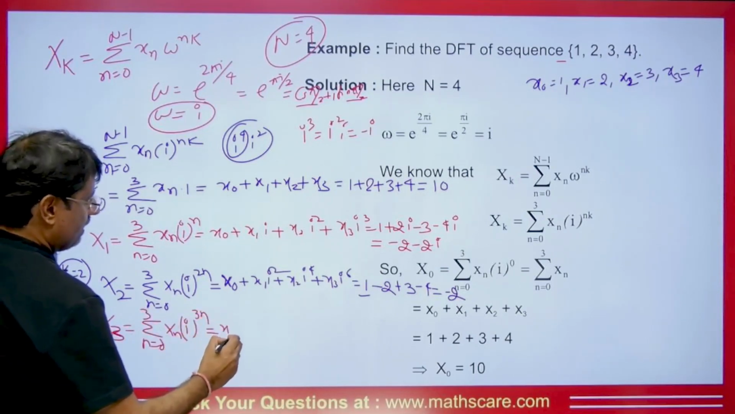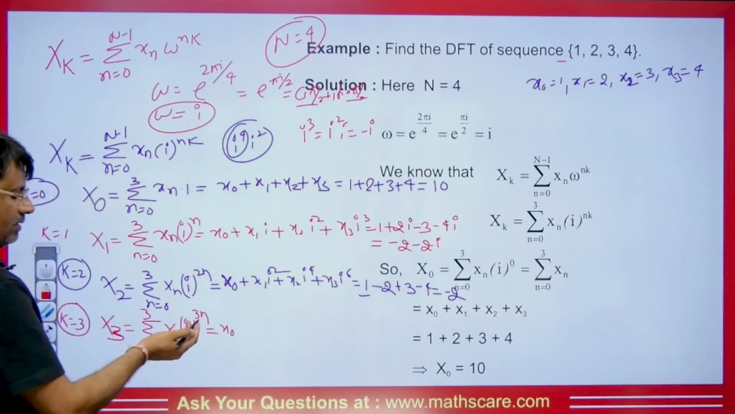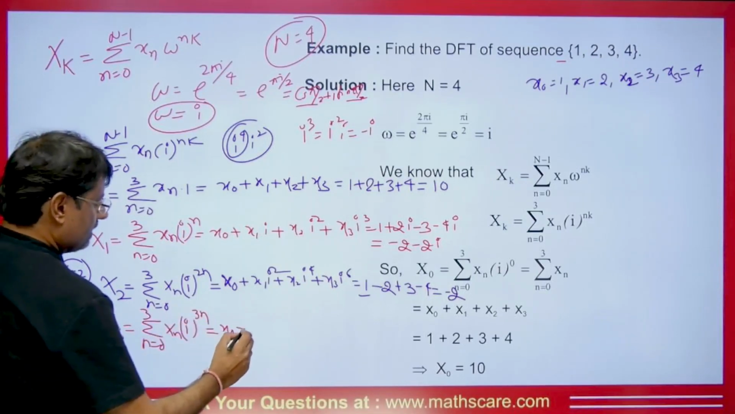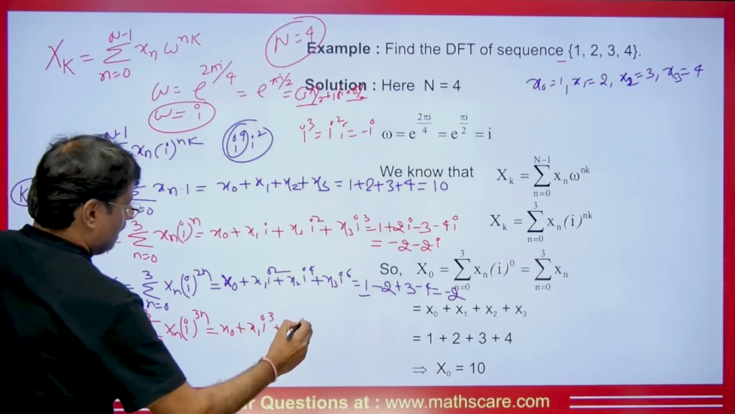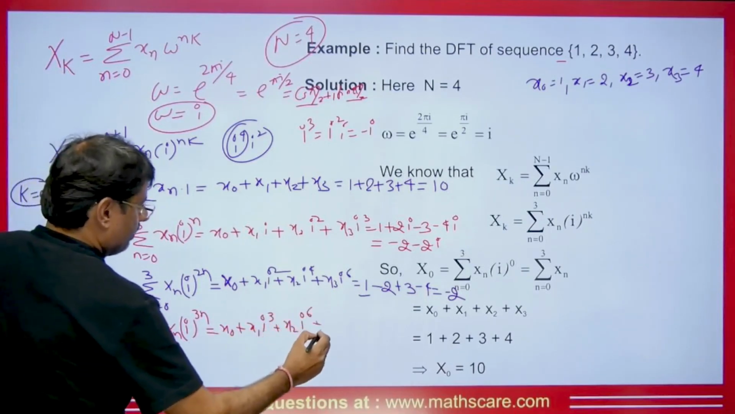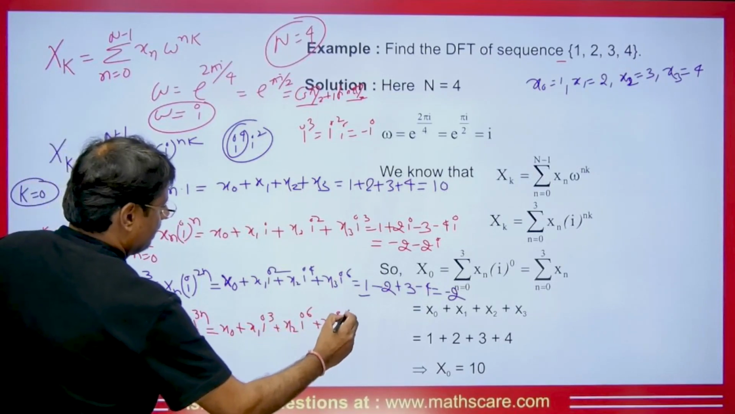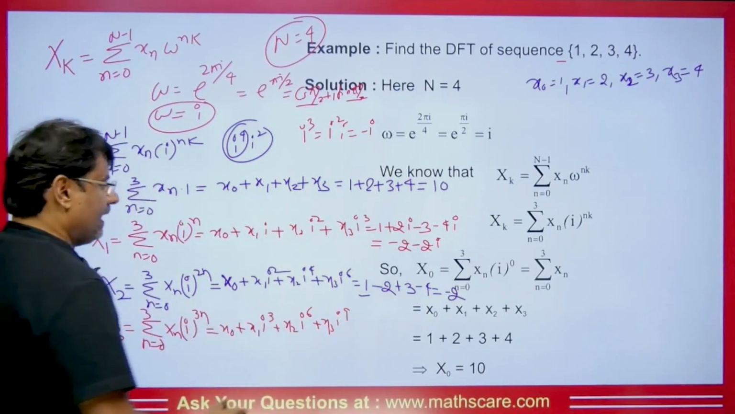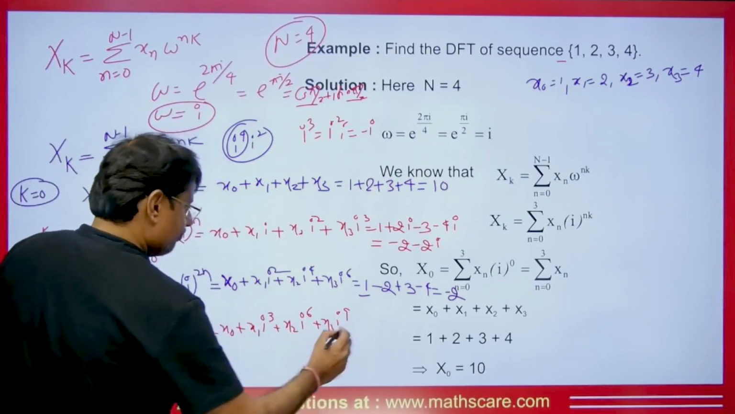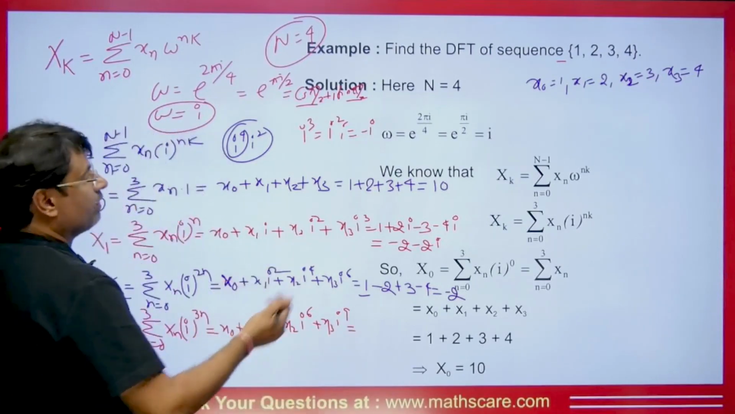Now students, put the value here. This will be x0, and we know that the value of iota raised to the power 0 is 1 only. Plus this will be x1 iota cube, plus this will be x2 iota to the power 6, right? And here it will be plus x3 iota to the power 9. Do you understand? We will put the values of x0, x1, x2, x3. Let me write it here.